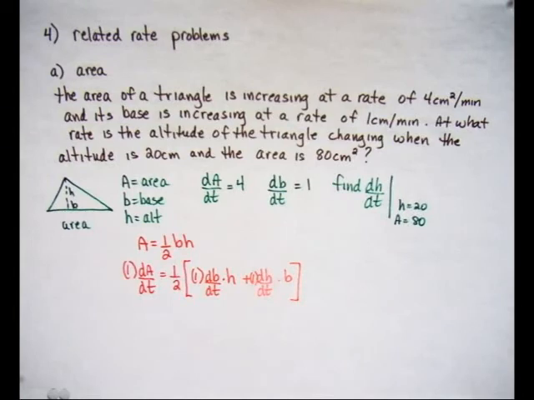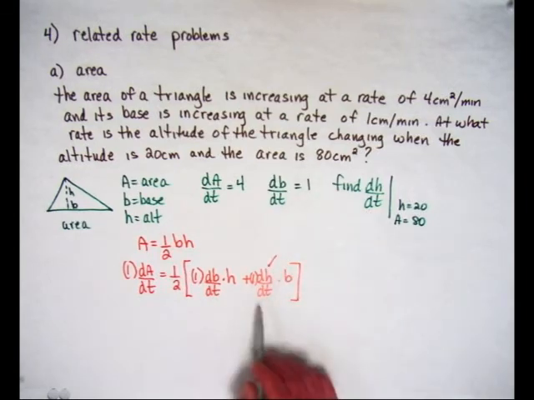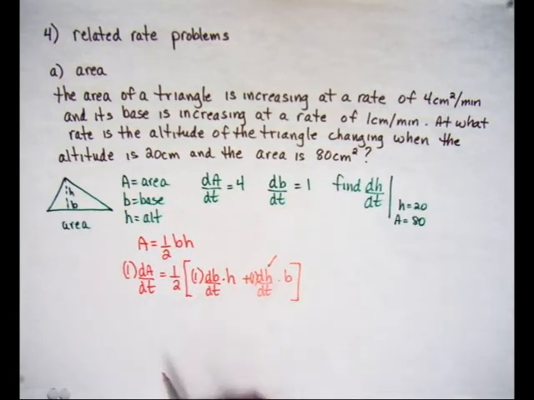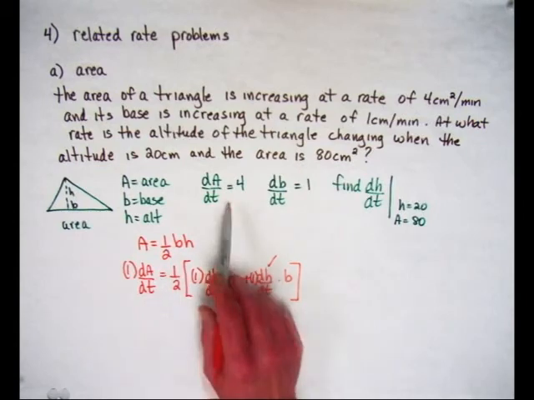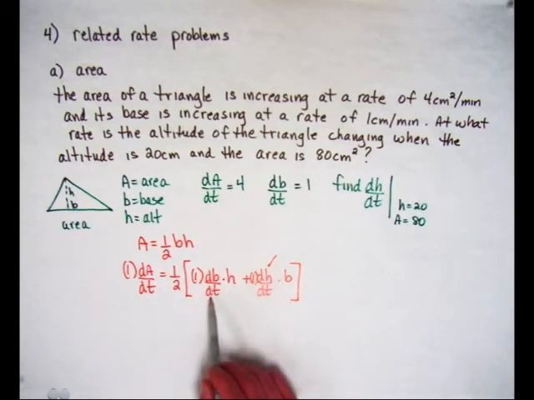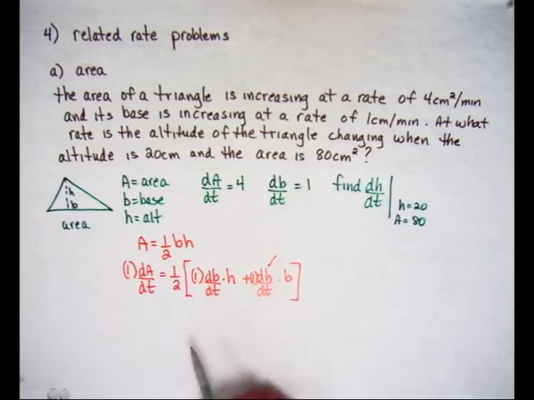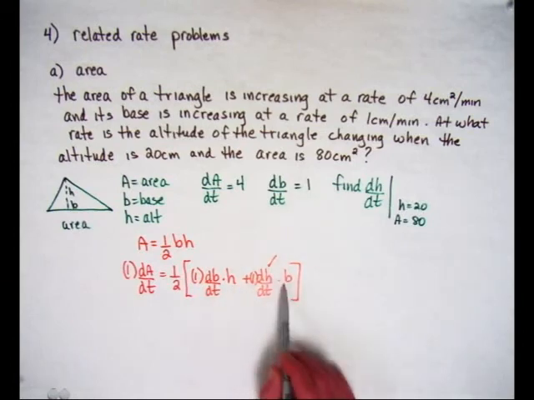Now at this point you want to do an analysis and just ask yourself, do I have what I need? I need to find dH/dt. Well, it's right there, so that's a good thing. But in order to find dH/dt, you need to know all the other missing quantities in your function. So you need to know dA/dt, which we know. You need to know dB/dt, which you know. And you need to know the height and the base.